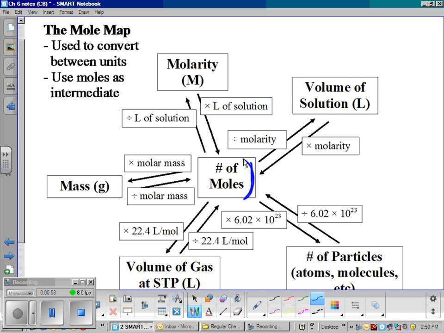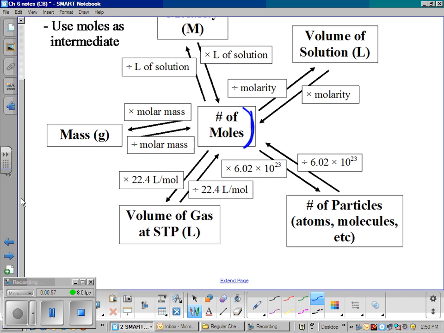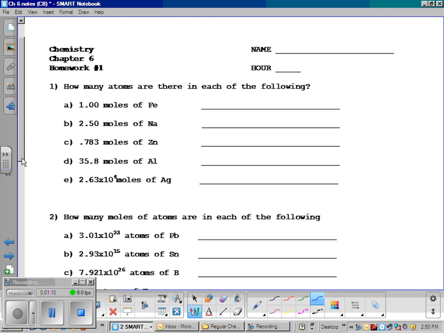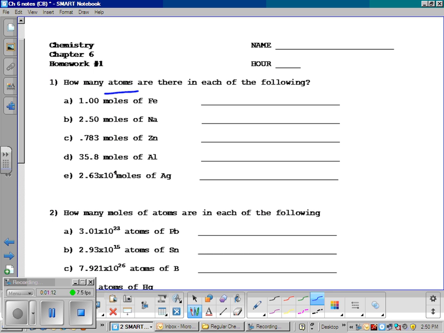So if you look down here, you can see that we have atoms, and it's going to tell you exactly what you need to do. We're going to take the number of moles and go in this direction. That means we're going to multiply by Avogadro's number. So if we go back, number one says how many atoms are there in each of the following. So I have 1 mole of iron. The identity of it doesn't really matter.